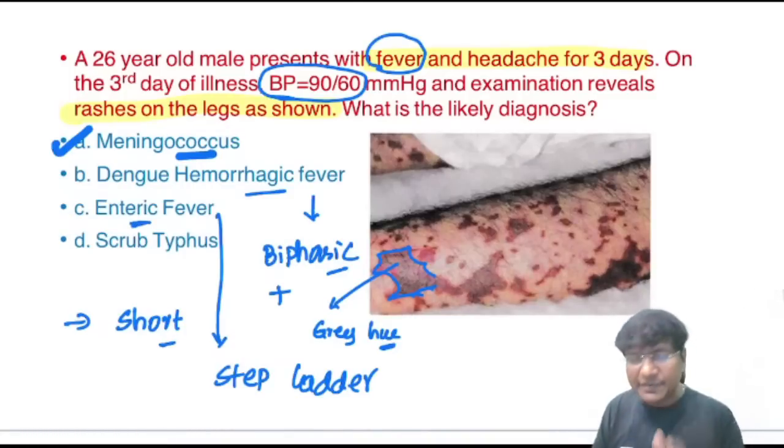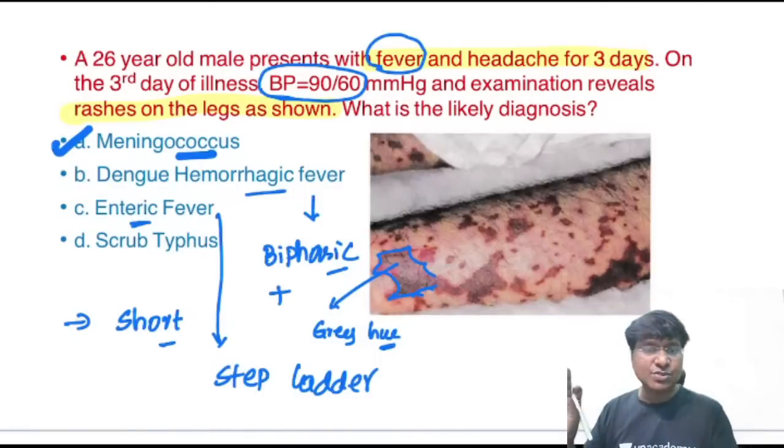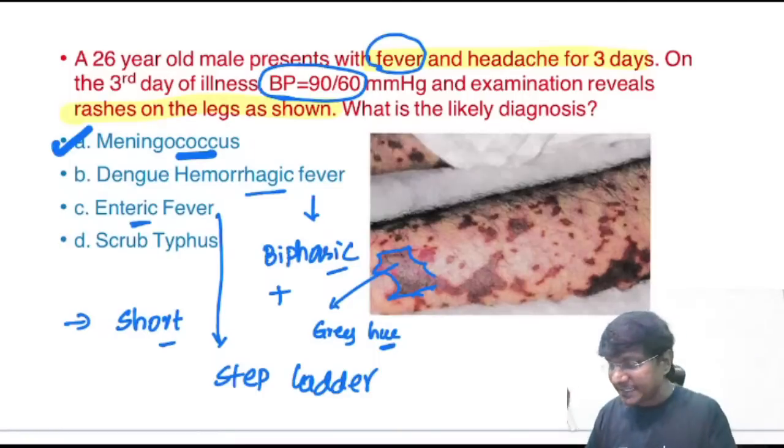Hepatomegaly is also a very important point in case of enteric fever. So your step ladder pattern is not there and your hepatomegaly is also not there. So enteric fever is completely ruled out.